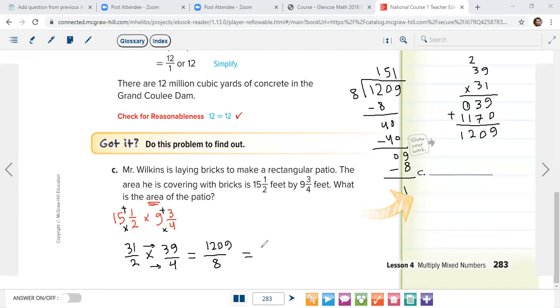So it's 151 and 1 over 8. Don't forget feet squared because this is the unit of area. We must put this small 2 number. It's called feet squared because we multiplied feet times feet. Will give you feet squared.